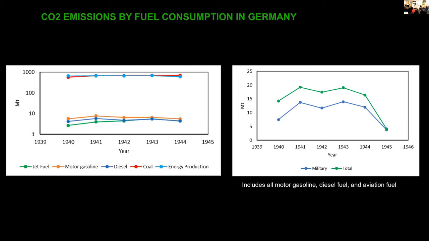From a military point of view, Germany experienced substantial fluctuation in CO2 emission from oil, driven by intensified military activities and external disruption. A closer look at the data reveals that more than 70% of CO2 emission originating from fuel consumption was attributed to military transportation, underlining the military's dominant role in oil consumption. The significant decline in 1945 shows that after the war it decreased.